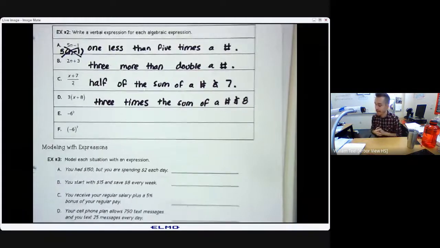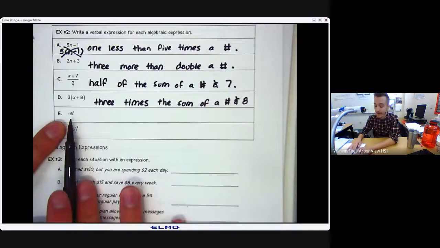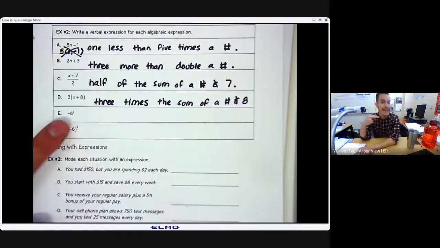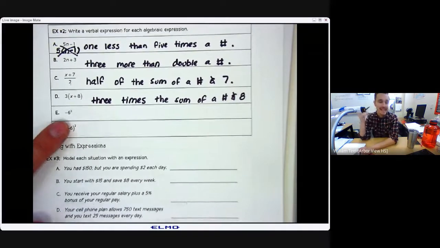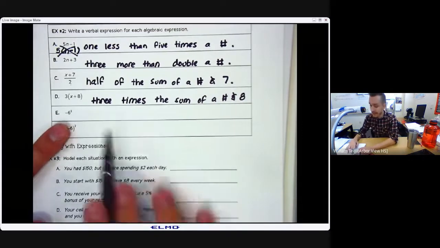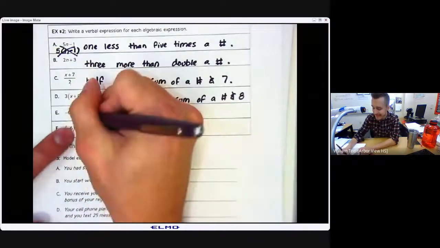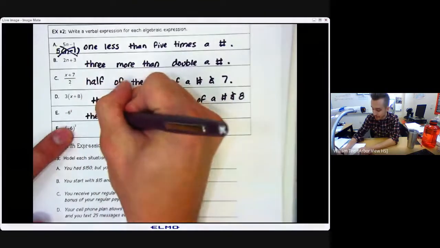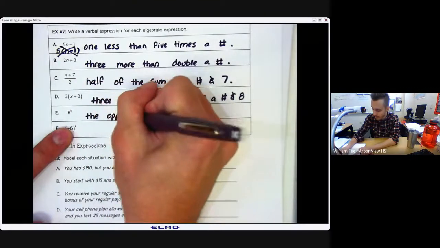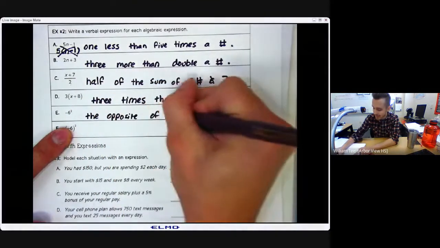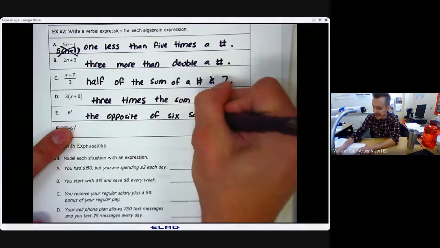All right, moving down to part E, we have -6 squared. Now, remember, we always represent those negatives either by saying opposite or inverse, okay? We don't want to say negative. We want to try to refrain from using that term. Let's be more specific by saying opposite or inverse. So what I'm going to say here, this is the opposite of 6 squared. Now, it's okay to say 6 squared, all right?